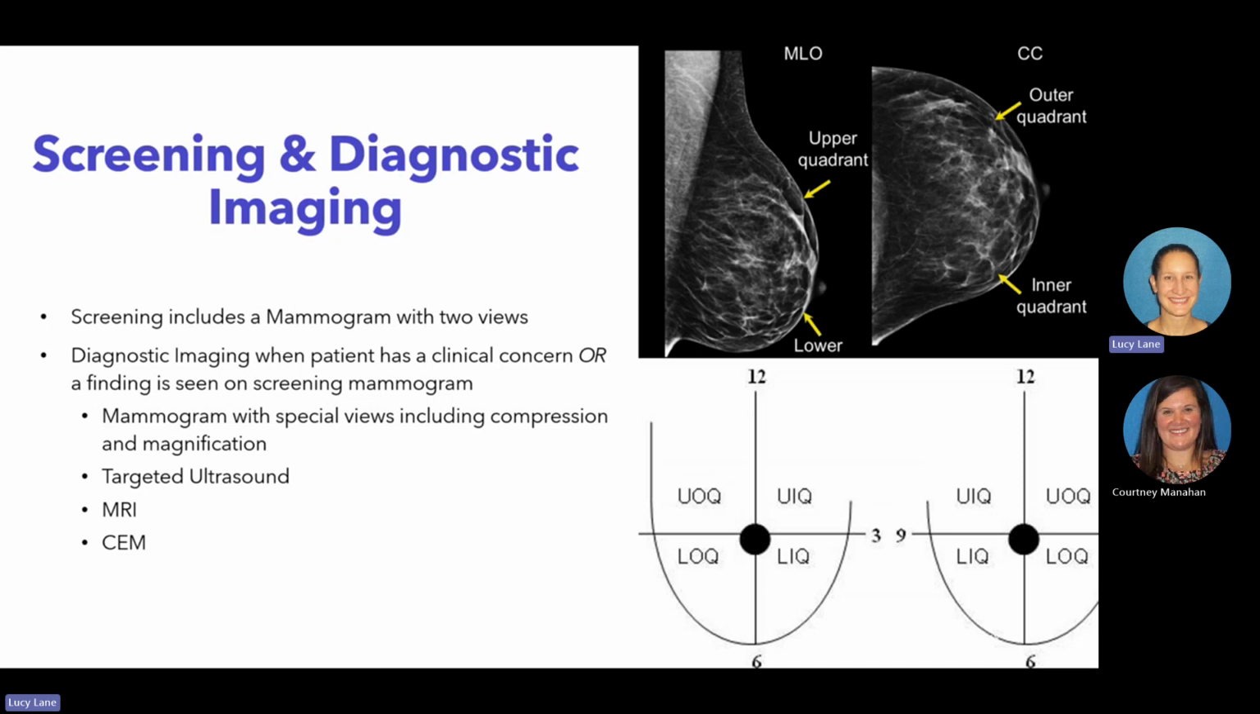When someone comes in for diagnostic imaging, they either have a clinical concern, so there's some sort of mass or pain, or a finding which is seen on a screening mammogram, and then they're returning to take a look at that. And when someone comes in for diagnostic imaging, we usually will do special views, including compression or magnification views to look at calcifications. We can do targeted ultrasound, MRI, or sometimes contrast enhanced mammography, though we're not currently doing that at our institution.